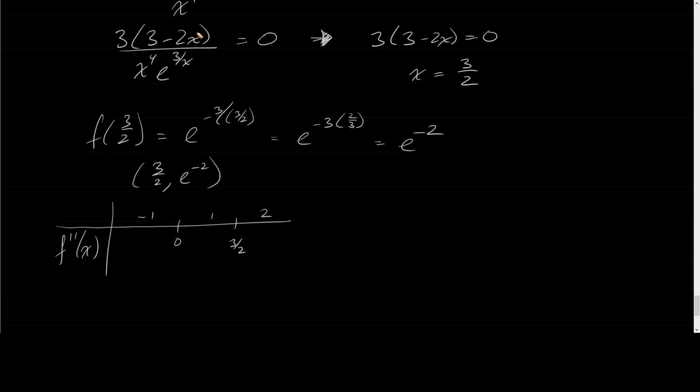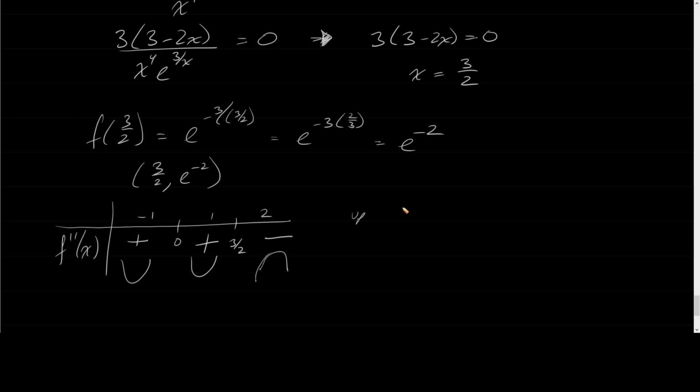So when I plug in negative 1, 2 times negative 1 is negative 2. 3 minus negative 2 is 3 plus 2, which is 5, times 3 is 15. So that's positive, right? Because it's being divided by a positive, so it's just positive. Concave upward. Plug in 1. 2 times 1 is 2. 3 minus 2 is 1. 1 times 3 is 3. So we've got positive again. Positive concavity. Plug in 2. 2 times 2 is 4. 3 minus 4 is negative 1. 3 times negative 1 is negative 3. So we get negative, right? We already said that the bottom is always positive. So negative over positive is negative.